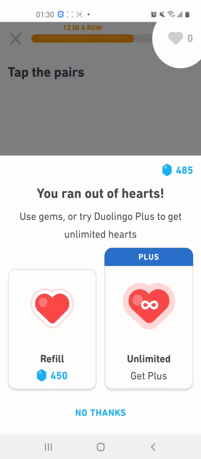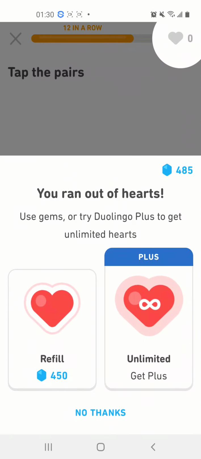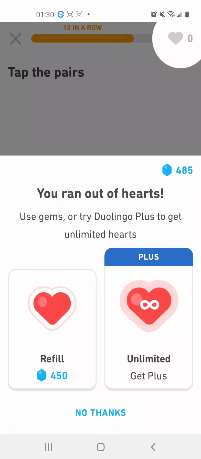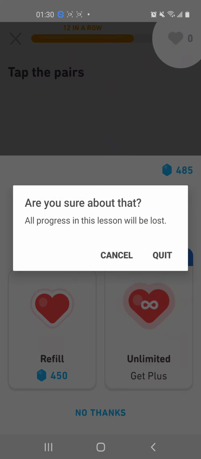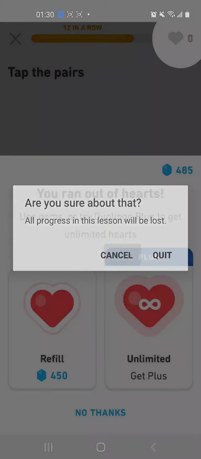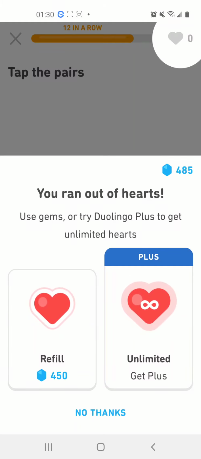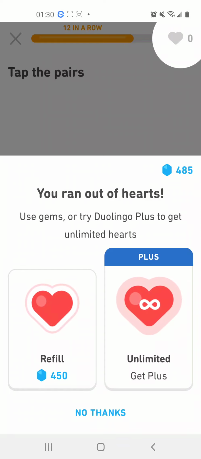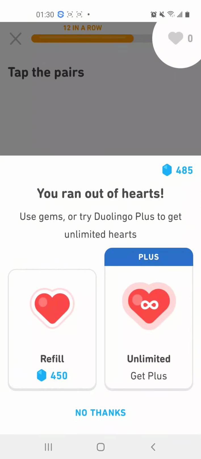You ran out of hearts, use gems or try to get more. All progress in this lesson will be lost. Cancel. Okay, our lesson has stopped, unfortunately.